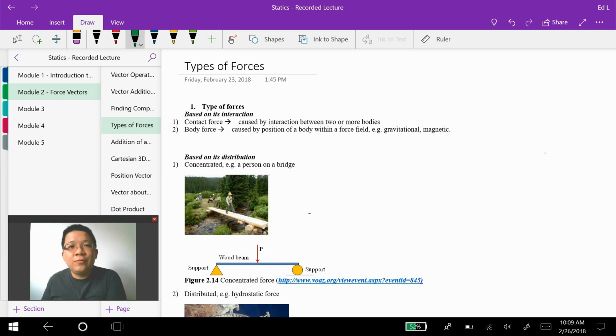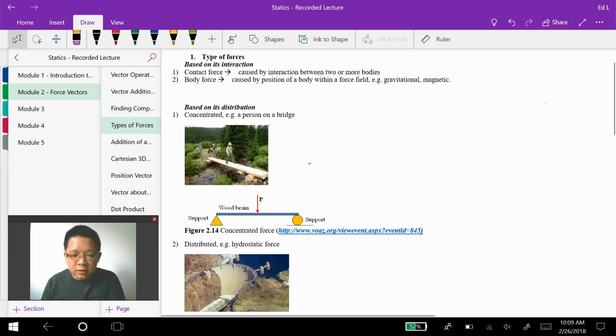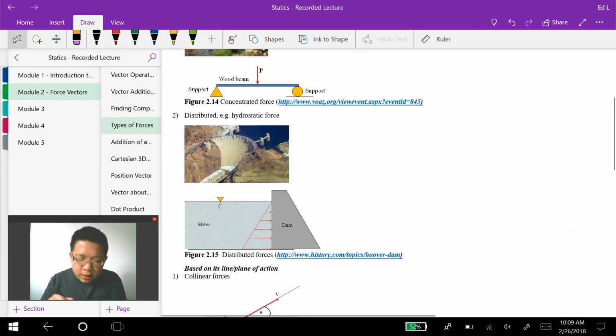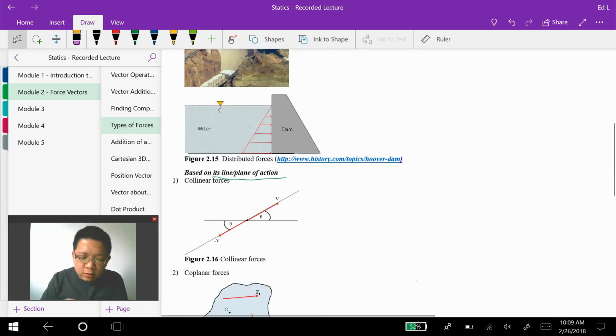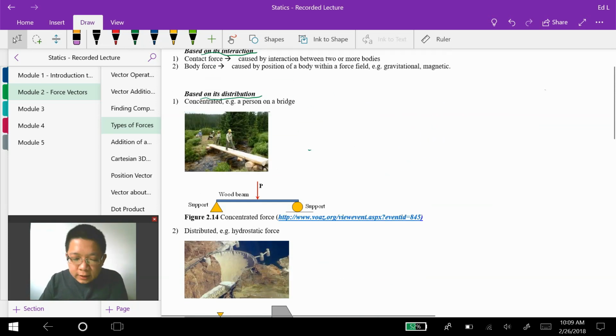Hi everyone, we are going to continue our lecture by discussing types of forces. Forces can be divided into several types based on several categories. The first category is based on its interactions, then based on its distributions, and also based on its line or plane of action. Let's go through it one by one.